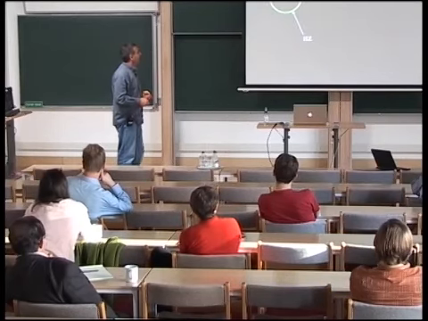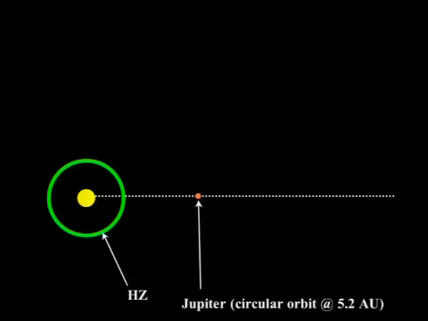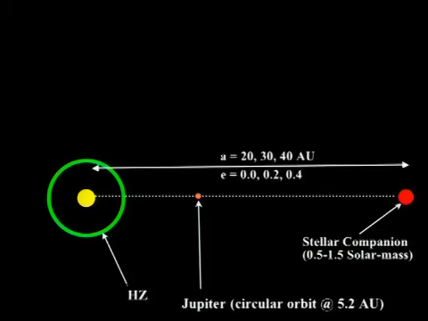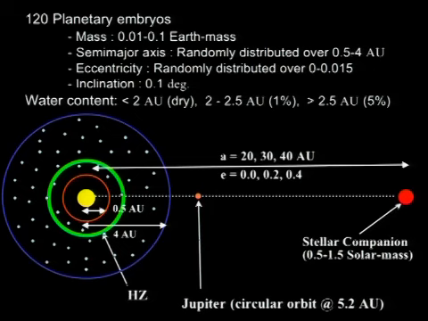We took the Sun, and this is the habitable zone. We put Jupiter at 5.2 AU with no eccentricity, because we wanted to see how that would actually affect things when the companion would get close to it. Then we put the stellar companion with different masses at different distances with different eccentricities. And then we put a lot of protoplanets around the primary and basically outside the influence zone of Jupiter.